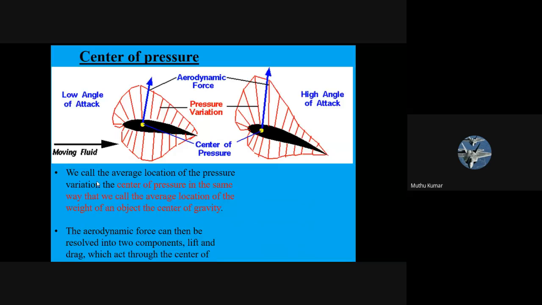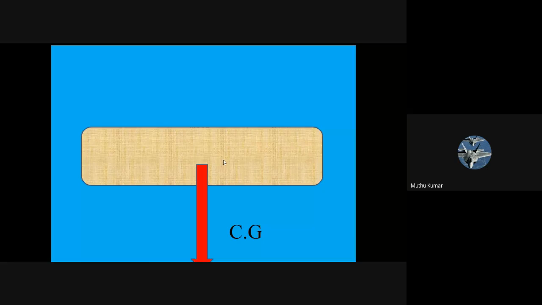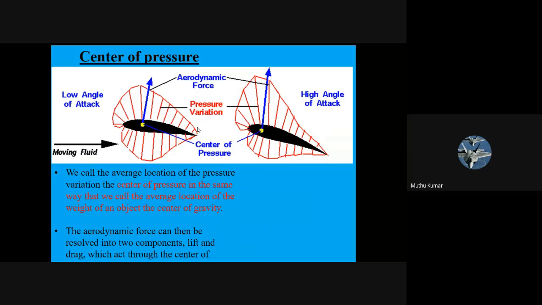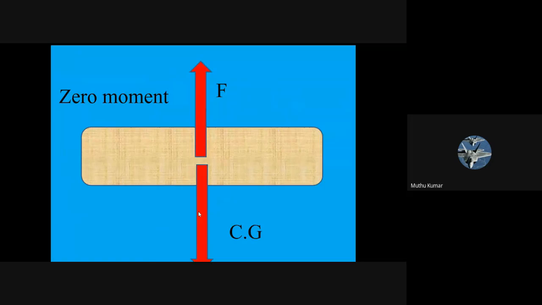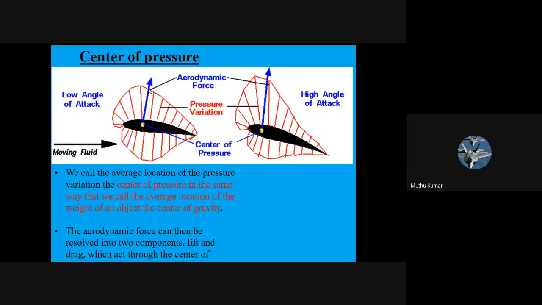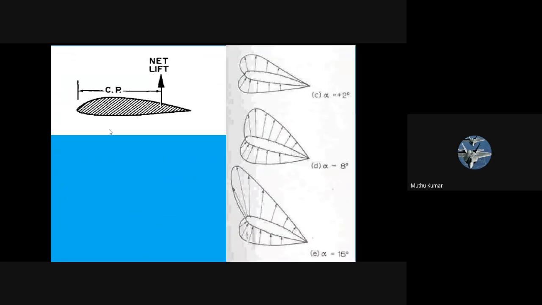In the same way that the CG is for the weight, for this pressure distribution it is the center of pressure. What is that called for weight? Center of gravity. This is center of pressure, where the resultant force acts. Okay, where the resultant force acts. For a cambered airfoil at different angles of attack, the center of pressure starts moving forward.